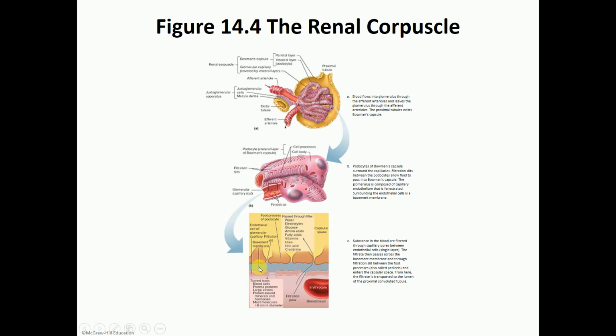You'll see here that the bigger cells, like bigger plasma proteins, the blood cells, and so on, are not going to be filtered out. Those are going to remain inside the glomerular capillaries. Now, Bowman's capsule is made out of a single layer of epithelial cells found on a basement membrane.